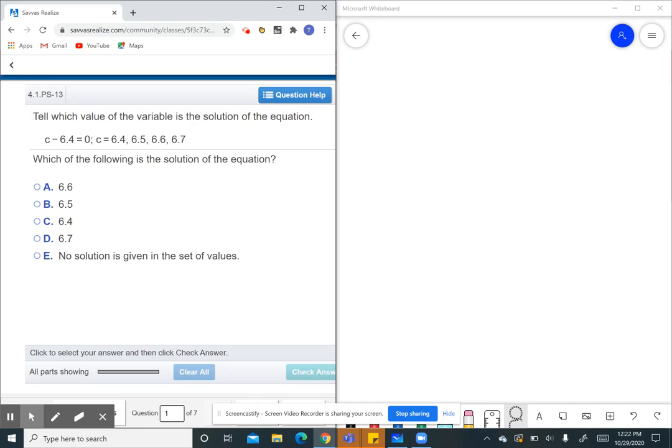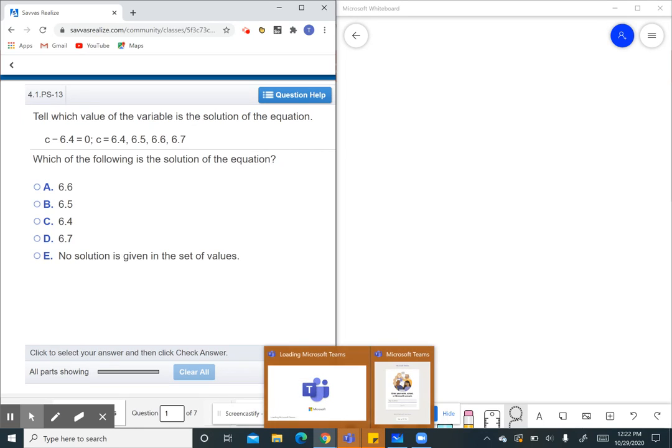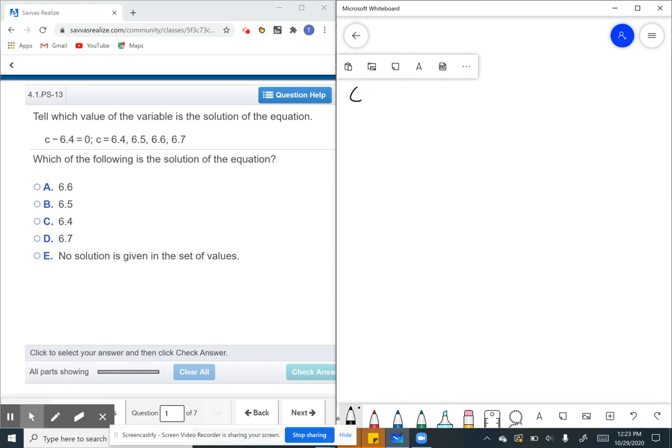So it says, tell which value of the variable is the solution to the equation. So the actual equation is this first section, c minus 6.4 equals 0. So if I write that out, I wish they would have put a space between the equation and the c equals 6.4, 6.5, 6.6, and 6.7, because what we're trying to figure out is if one of those would make this equation true.